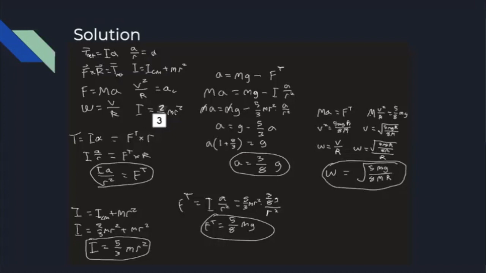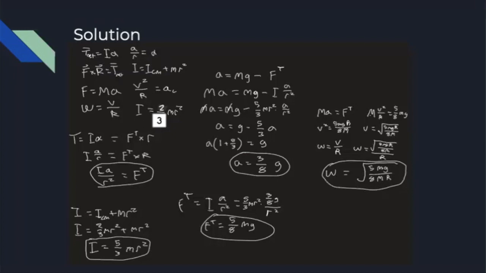Now we'll be solving for the net force on the ball. That is given to us by the force, mass times acceleration, and it's equal to mass times gravity minus the tension force, which we know as moment of inertia times acceleration divided by radius squared.